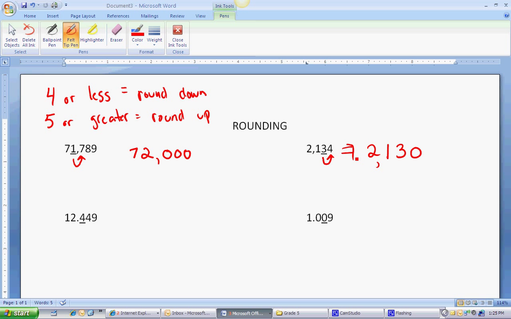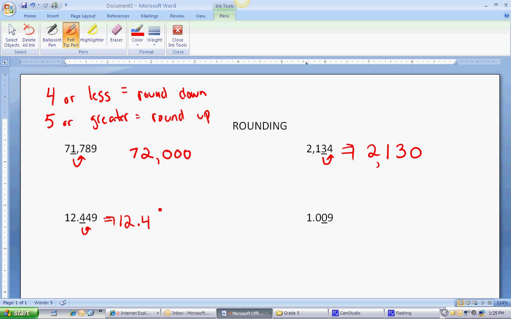Now let's look at some decimals. I have 12 and 449 thousandths. The tens place is the number that we want to round to. So I'm going to look to the number to the right, and it's a 4. Again, 4 or less, I round down. So everything before the place that I'm rounding to stays the same, and my 4 stays a 4. So I have 12 and 4/10.